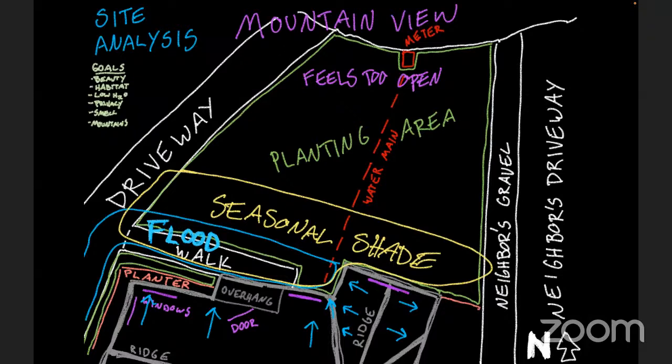So here was the analysis for this. Mountain view, keep it. This area feels too open. We need some privacy. Here, because this house faces north-ish, there's seasonal shade, shady a lot of the year because the sun's a little bit lower in the sky. But by the time we get to summer, blasting heat because the sun is high in the sky. There are a lot of plants that work well for that area, but you need to plan for that.